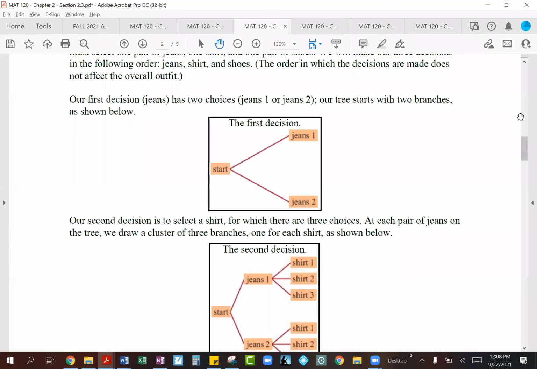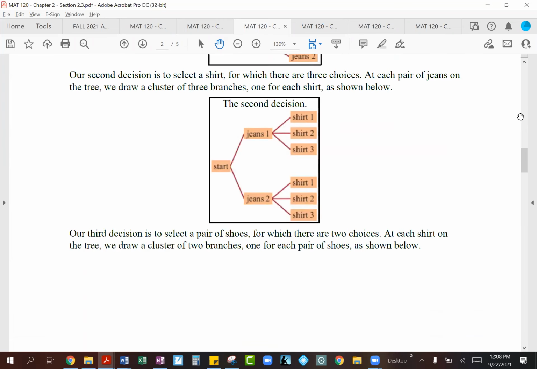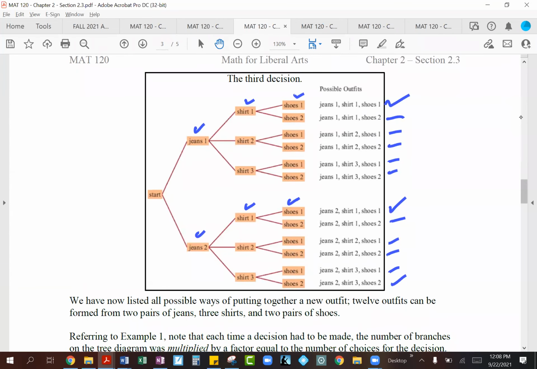So as far as just coming up with how many new outfits go, we use the fundamental counting principle over here. But if they ask you to list out all the possible outfits you're going to have, then this is where the tree diagram kind of comes into play. So that's kind of how this fundamental principle of counting works. So let's do our own example and see if we can find something to help us out here.